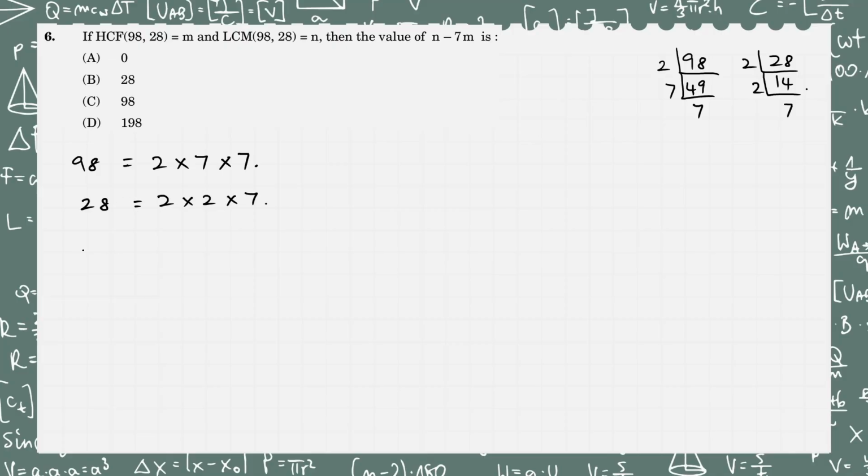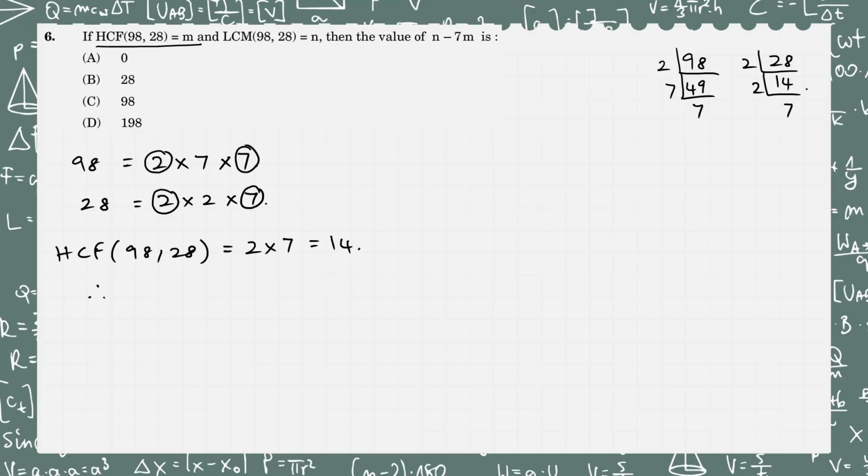So 98 can be written like 2 into 7 into 7, and 28 can be written like 2 into 2 into 7, and we have to pick out the common factors they both have. So HCF of 98, 28 is equal to the product of the common factors, which is 2 into 7, 14. But given HCF is M, so M is 14 now. Now let us try to find the LCM of both the numbers given.